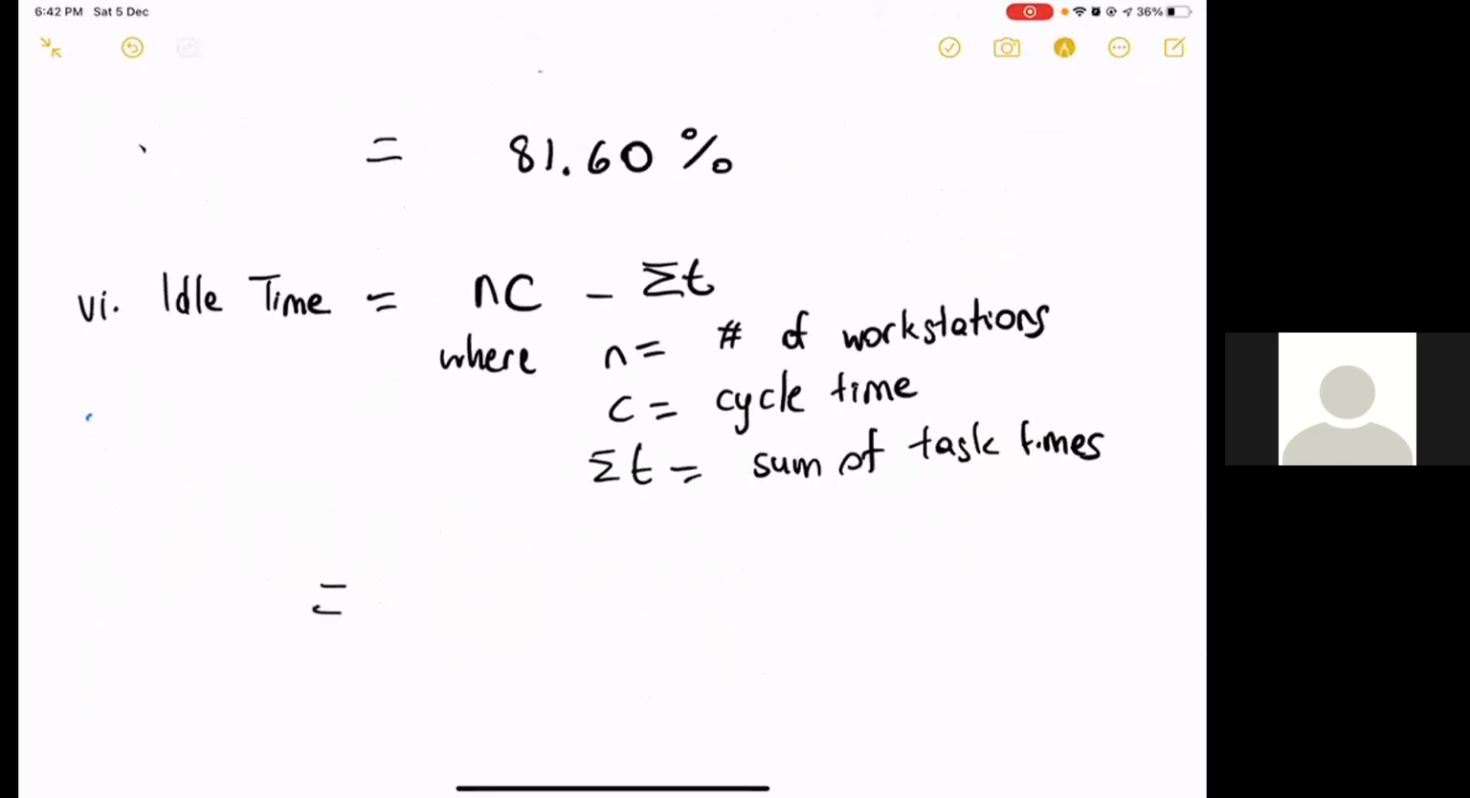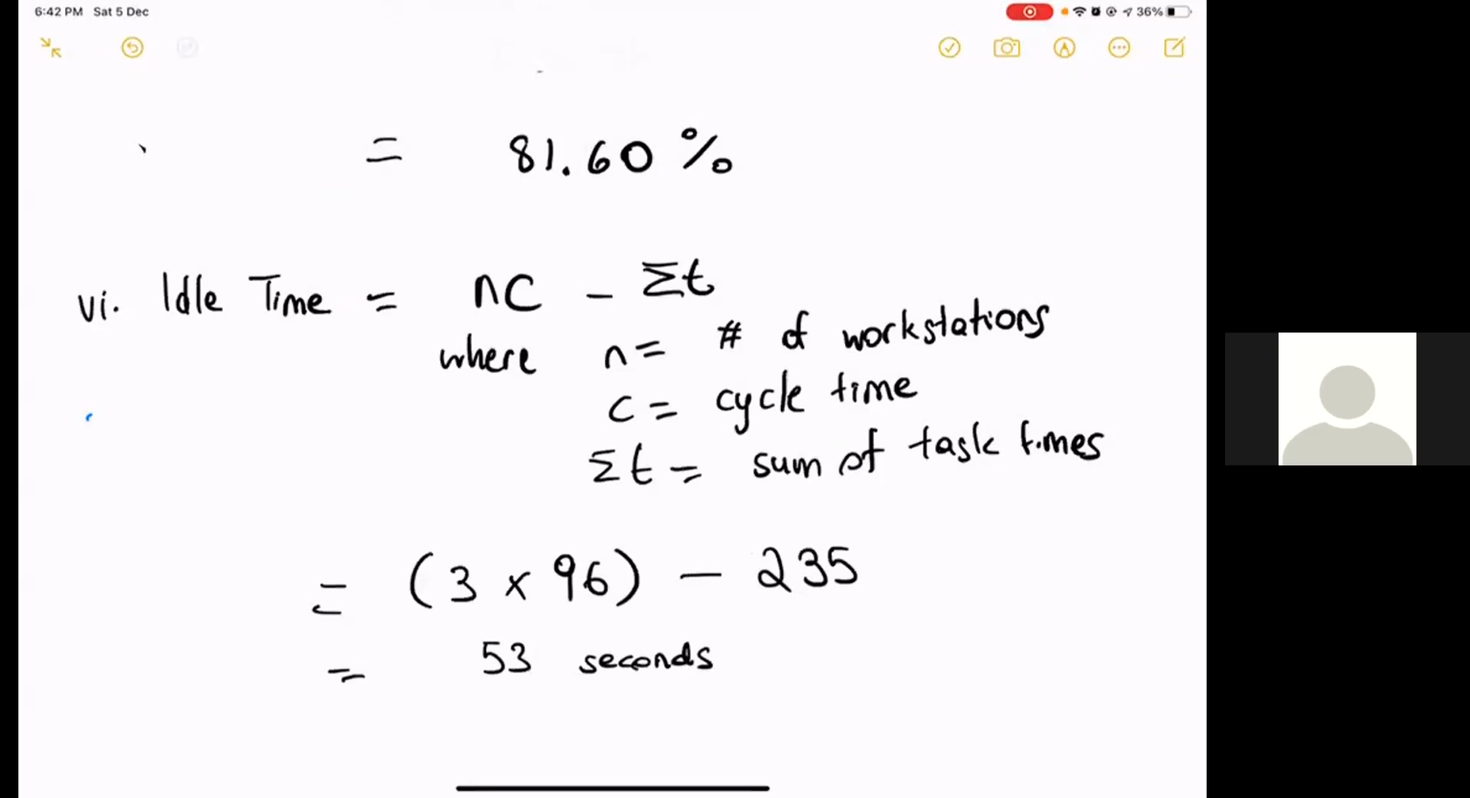Following that, it's 3 times 96 for cycle time, minus the sum of T, 235. That is equal to, 3 times 6 is 18, 3 times 9 is 27, 28, 53 seconds. That's your idle time. So that's one way to calculate our idle time.